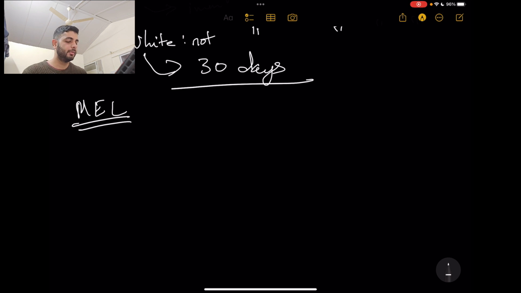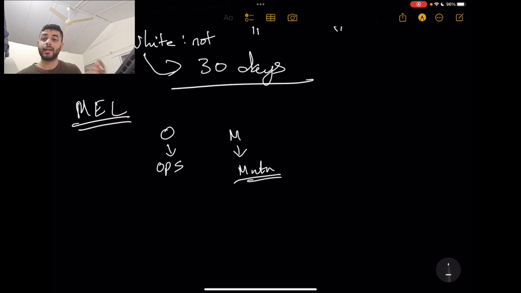Now MEL has this thing where it has O or M written next to it. O is operational procedure, that means the flight crew can do it. M means maintenance procedure. So that means you'll have to take it back to the bay, and then the maintenance person will fix it. He will do the reset. Operations means you can do the reset.